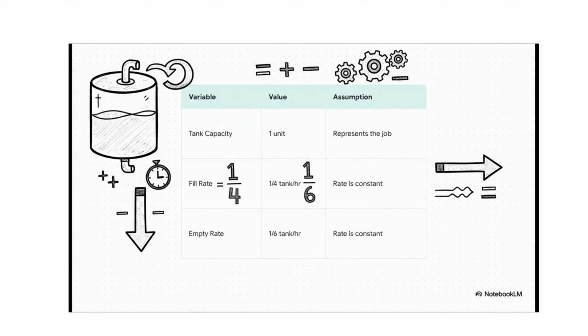All right, on to step 2. Let's build a model. This is where we do the translation. We start defining things in math terms. So let's say the entire tank is just 1 unit. That's the whole job. So the fill rate is 1/4 of the tank per hour, and the empty rate is 1/6 of the tank per hour. Now here's a really important part. We have to make an assumption. We're going to assume those rates are constant. This is how we take a messy real-world situation and simplify it just enough so we can actually solve it.